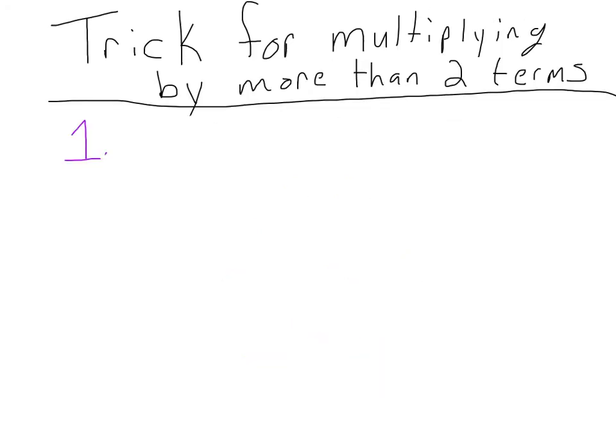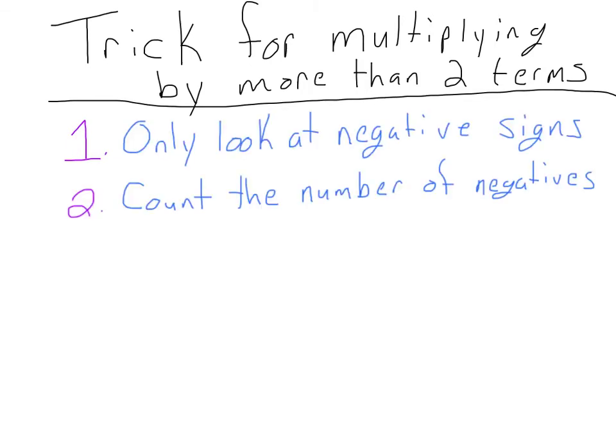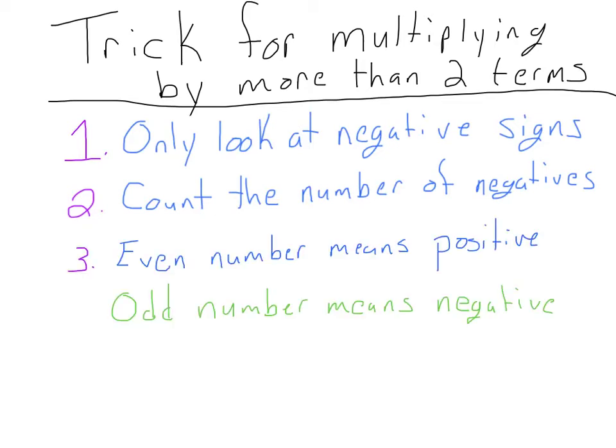When multiplying both positive and negative numbers together, there is a shortcut that we can use to help us figure out what the sign of our answer is going to be. We are only going to look at our negative terms, and we're going to count up the number of negatives that we have in our expression. If there is an even number of negative signs, we will get a positive answer. If there is an odd number of negative signs, we will get a negative product.